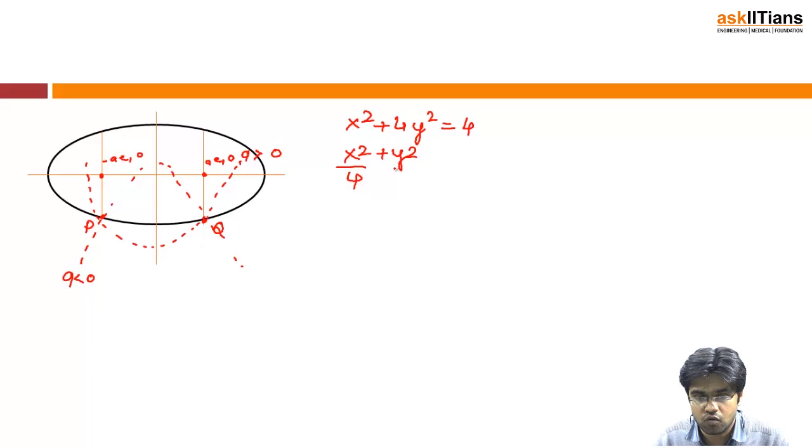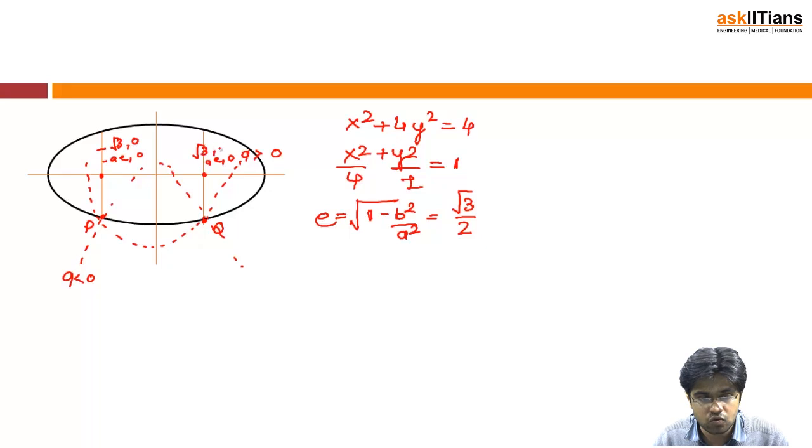x square by 4 plus y square by 1 is equal to 1. Clearly a square is greater than b square, so it's a standard ellipse. Now, what is ae? It's eccentricity. First of all, we need to find the eccentricity. So eccentricity is given by e equals square root of 1 minus b square by a square. So we are going to get e as root 3 by 2. Now ae means this coordinate is minus root 3 comma 0.